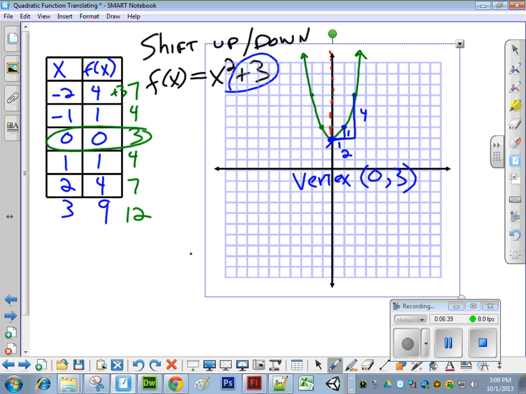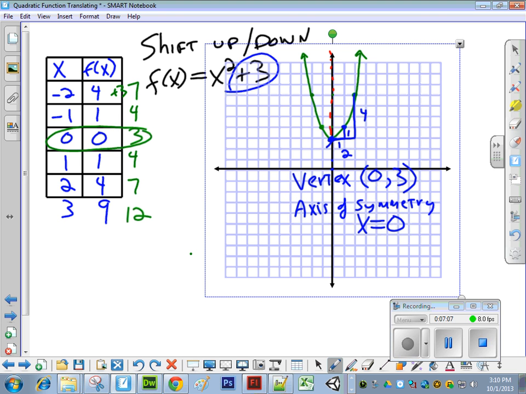Now my axis of symmetry, if you're asked to name it, anything along the x-axis, this value is 0, x is 0 here, it's also 0 up and down here. So the axis of symmetry is this line, x equals 0. Notice that this matches that. It's the same as the h value.